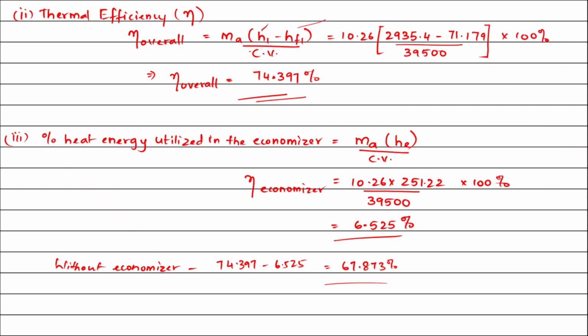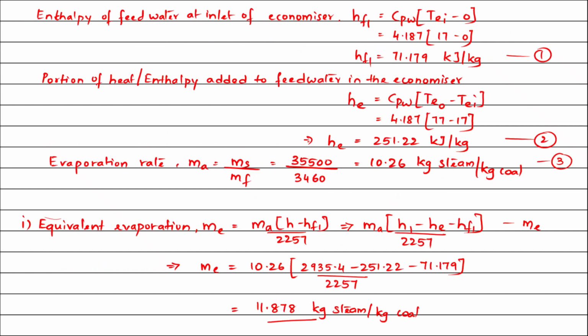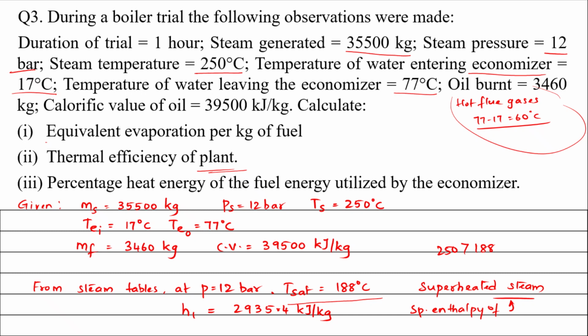Because in this plant I am using the economizer, I have an overall efficiency increase of 6.25 percentage. Less energy is wasted in the form of flue gases. So we'll quickly go through the entire problem. Firstly, I'm given the duration of the trial as 1 hour. Then the steam generation values are all given for 1 hour, and I'm supposed to find the equivalent evaporation, the thermal efficiency of the plant, and the percentage heat energy of the fuel utilized by the economizer.